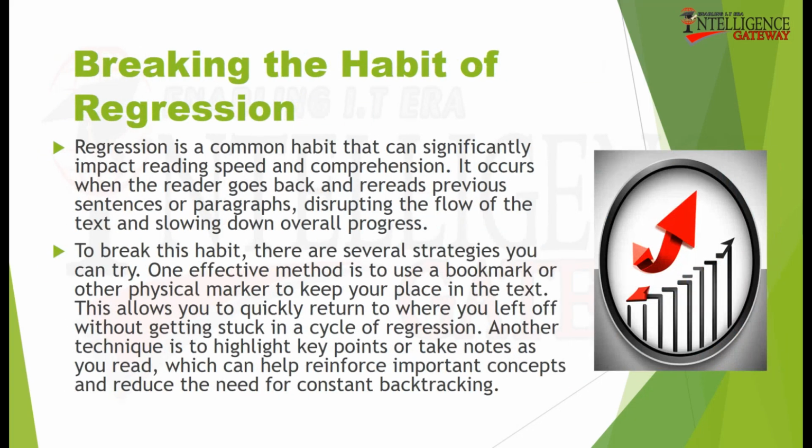Breaking the habit of regression. Regression is a common habit that can significantly impact reading speed and comprehension. It occurs when the reader goes back and rereads previous sentences or paragraphs, disrupting the flow of the text and slowing down overall progress. To break this habit, there are several strategies you can try. One effective method is to use a bookmark or other physical marker to keep your place in the text. This allows you to quickly return to where you left off without getting stuck in a cycle of regression. Another technique is to highlight key points or take notes as you read, which can help reinforce important concepts and reduce the need for constant backtracking.